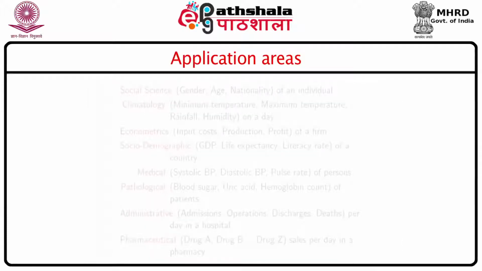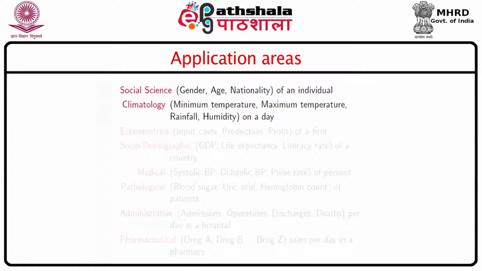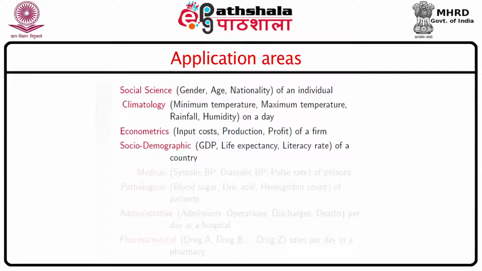There are various application areas of multivariate analysis. These include social science, where we can look at the gender, age, nationality of an individual. It can include climatology, where we look at minimum temperature, maximum temperature, rainfall, humidity, precipitation on a particular day. It can be applied to econometrics, where we look at input costs, productions, profits, etc. of a firm. In socio-demographic studies, we look at the gross domestic product, the life expectancy, the literacy rate, all of which lead to the human development index as such.